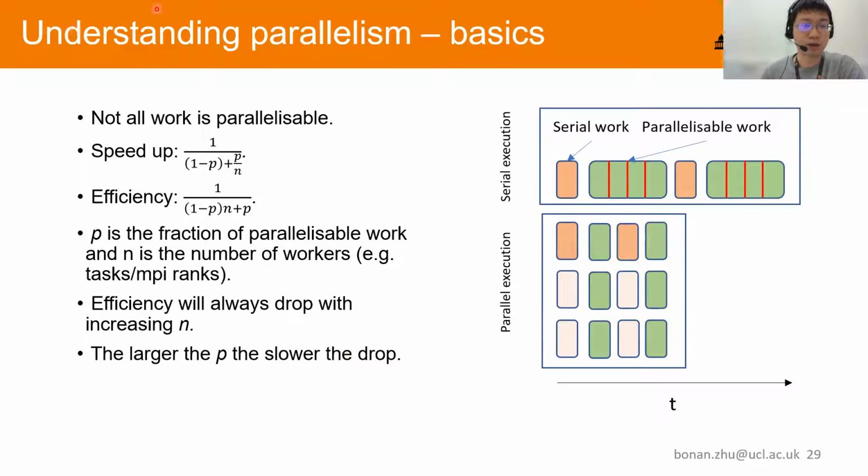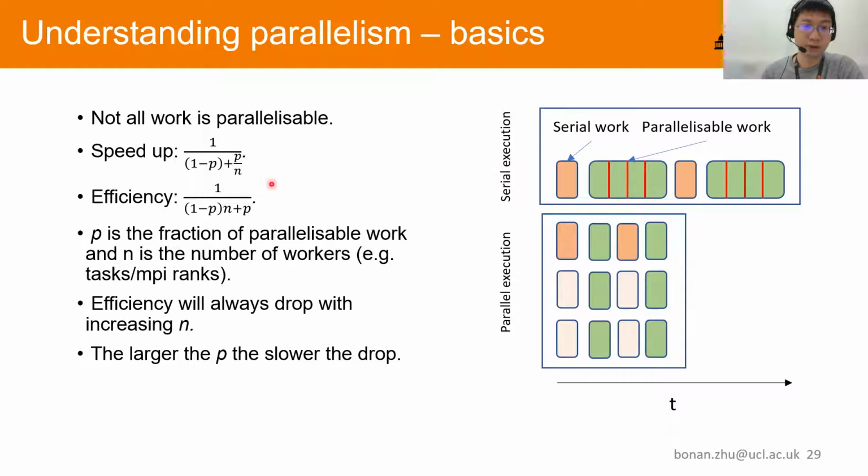Just a bit of background on understanding parallelism, which I think is very important: it is basically to realize that not all work is parallelizable. If you have a serial execution, you do some work, then some other work, and some of the work is parallelizable. In this example, the green parts are parallelizable, so we can divide them into multiple parts. In a parallel execution, these parts get distributed to different workers, but each worker still has to run the serial part. This means you're not getting 100% parallel efficiency.